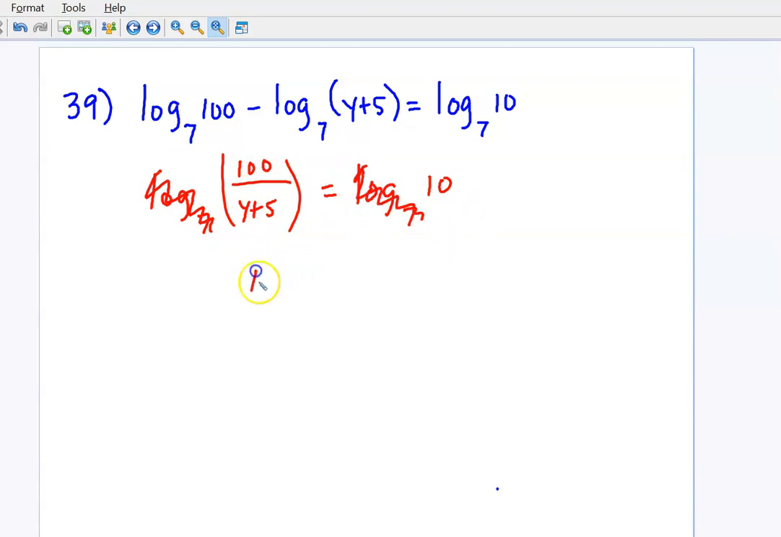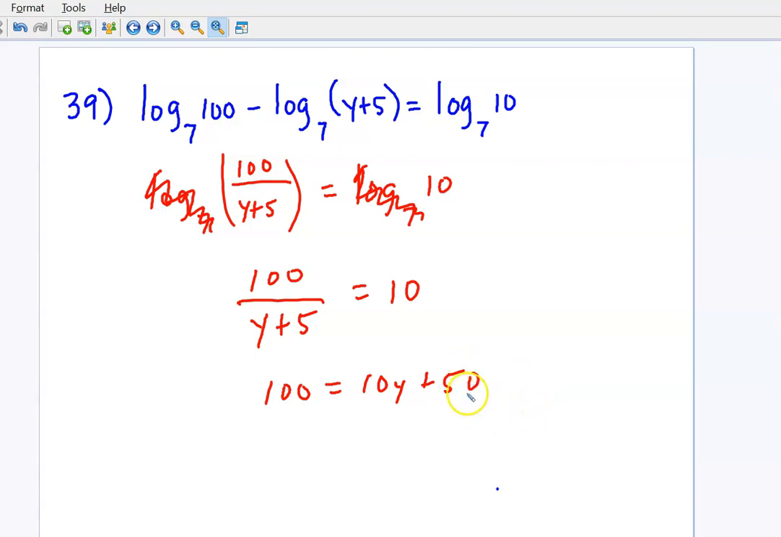And we're going to solve this equation: 100 over y plus 5 equals 10. All right, I'm going to multiply by y plus 5 on both sides. 100 equals 10y plus 50. And then I'm going to subtract 50 and divide by 10. And I get y is equal to 5, but it's always a good idea to double check it and make sure.